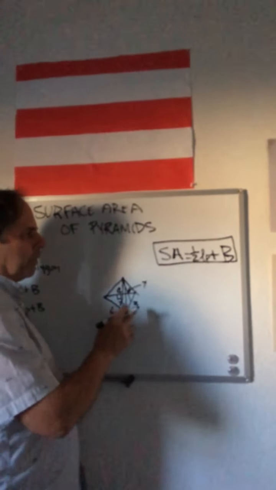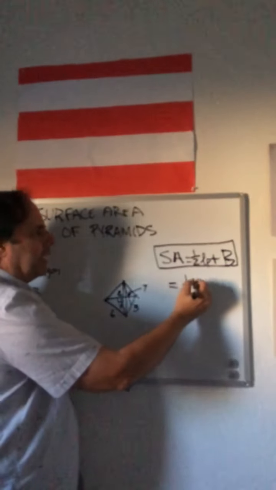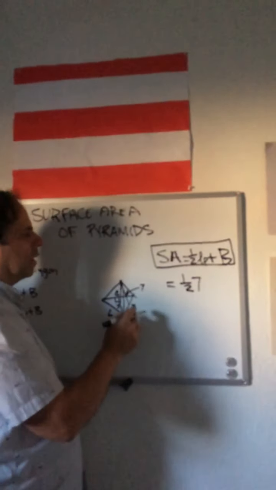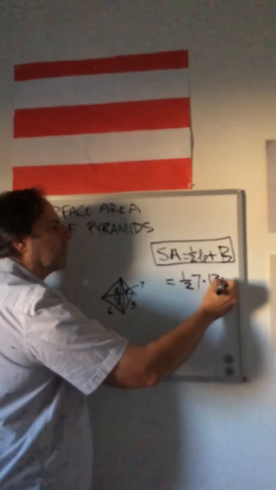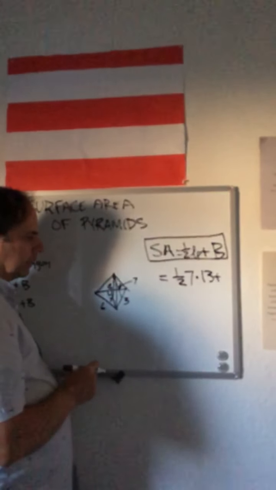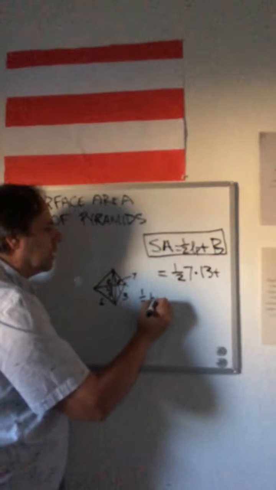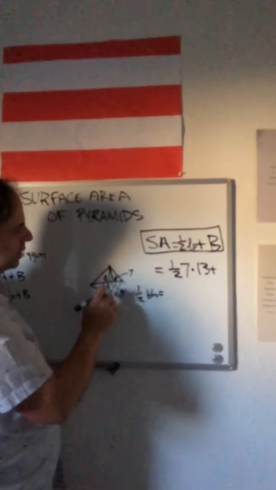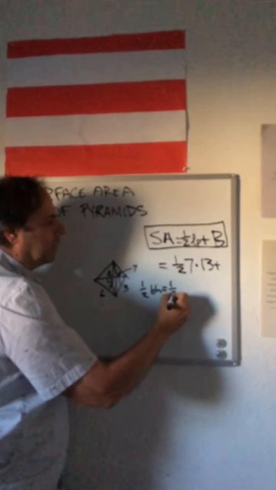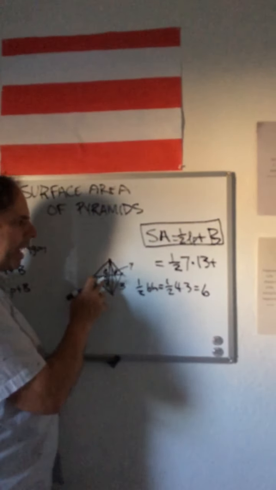okay? So, to find the surface area of this thing, it would be 1/2. The slant height is 7, and the perimeter of this, then I just add up the sides, 6 plus 3 plus 4, that's 13. And then the base, we have a height for the base, which is 3, okay? To find the area of a triangle, it's 1/2 base times height. The base is 4, and the height is 3. 1/2, 4 times 3 is 6. So the area of this triangular base is 6.